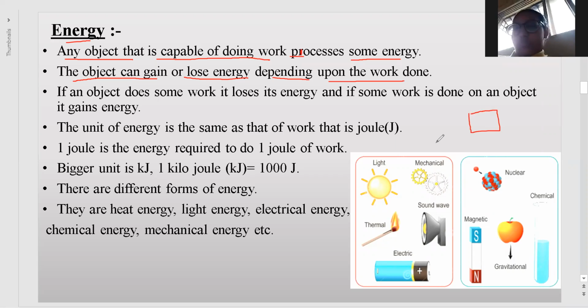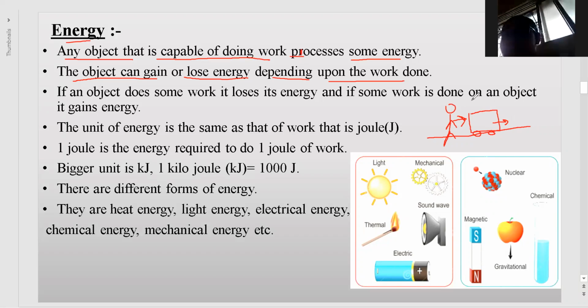Means if suppose an object, say a trolley is there on the floor, it is at rest. And what you did, you applied a force on it. So who did the work? You did the work on what? Trolley. You did the work on trolley, and because of that the trolley started moving. So who lost the energy in this case? You. That means the person who is applying the force will lose energy.